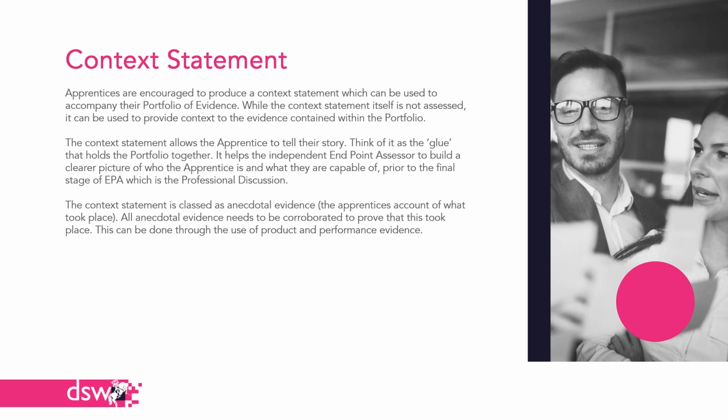Context statement. When we refer to a context statement, we want to know what the apprentice has done in a specific situation: who, what, where, why and when. Build a picture behind the situation, and from there they can pull on pieces of product and performance evidence which demonstrate exactly what they've done in relation to their context statement.